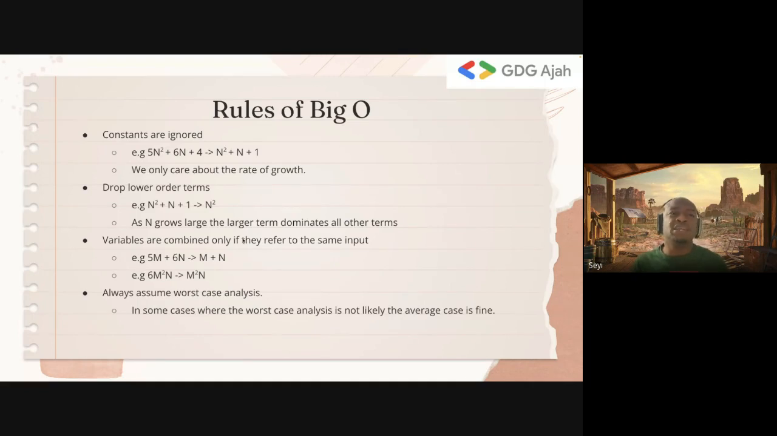Variables are combined only if they refer to the same inputs. So if I have n plus n, I can't combine them together. But if I have 5n plus 5n, I can combine them to 10n. And then we always assume worst case analysis. I'll cover worst case, average case and best case later on.